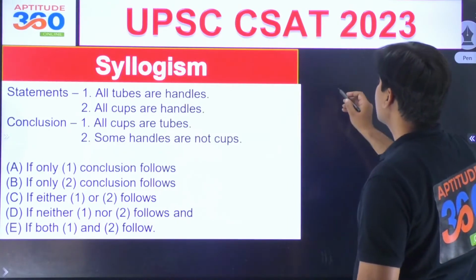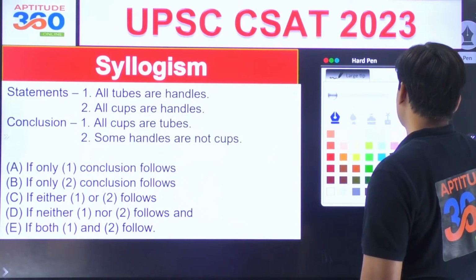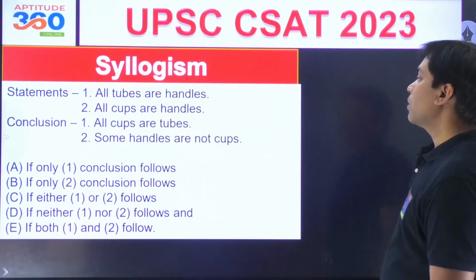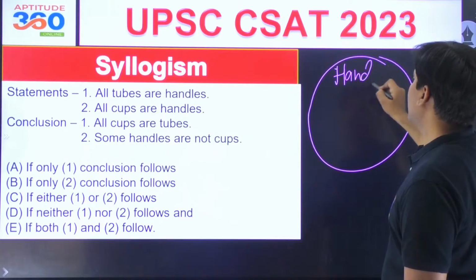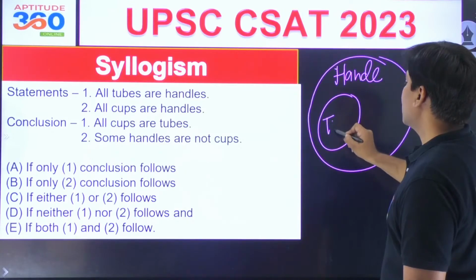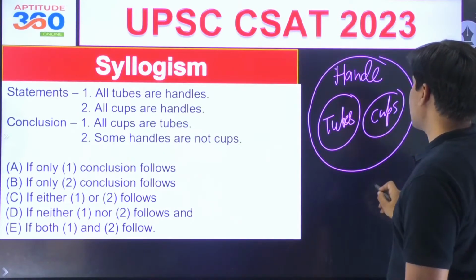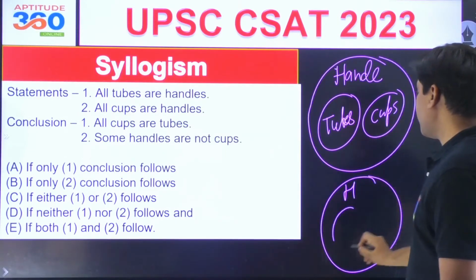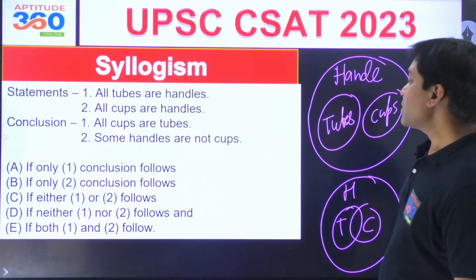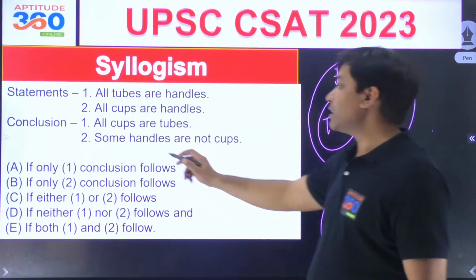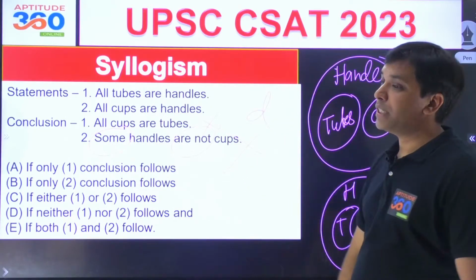All tubes are handles. All cups are handles. So it is like this. Handle में ही all the tubes are handles and all the cups are handles. Either this or all the handle में tube and cup, they are overlapping. All cups are tubes, not possible. Some के साथ not लगा हुआ है. Anyway, this is not possible. My answer is going to be D.